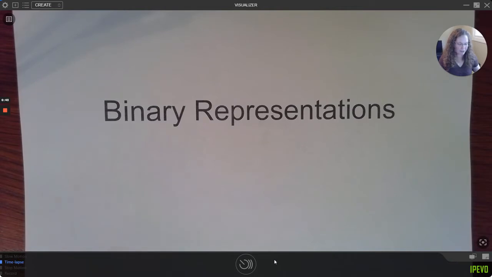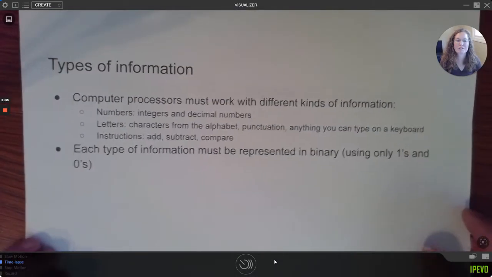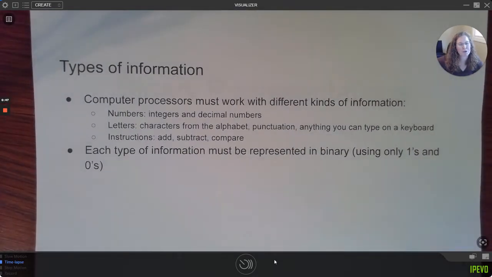So if you think about it, there are different types of information that computers have to be able to generate and use. First of all, computers have to be able to represent and work with numbers. That might be integer numbers, that could be decimal numbers, but they have to work with numbers because they need to do math, like add, subtract, multiply, divide. So they have to be able to represent numbers and work with numbers.